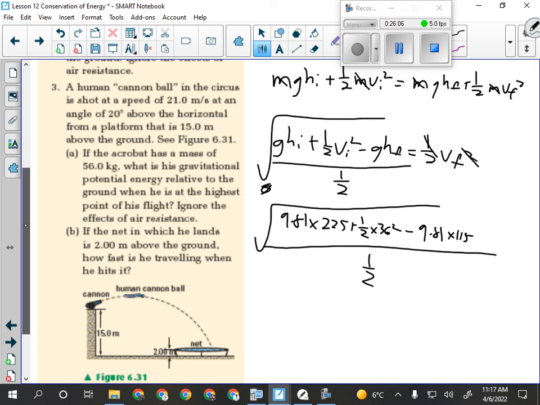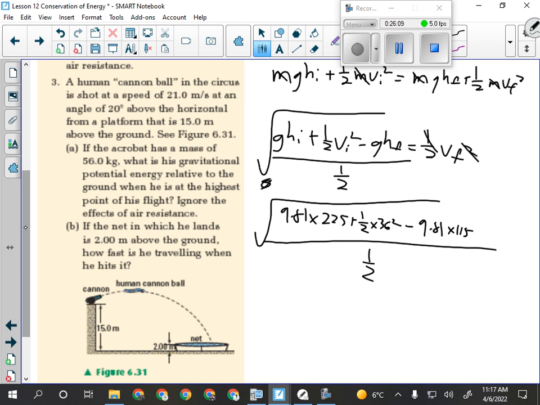Okay. All right. Number 3 is going to combine some projectile motion stuff from Unit 1 and some conservation of energy stuff from what we're doing right now. So we've got the human cannonball being fired from the cannon. The cannon's 15 meters above ground level. They're going to fly through the air and land in the net. The net is 2 meters above ground level. They tell us that they're shot at a speed of 21 meters per second at an angle of 20 degrees above the horizontal from a platform that's 15 meters above the ground.